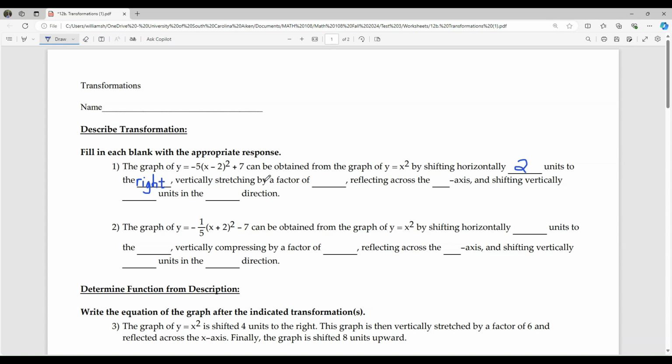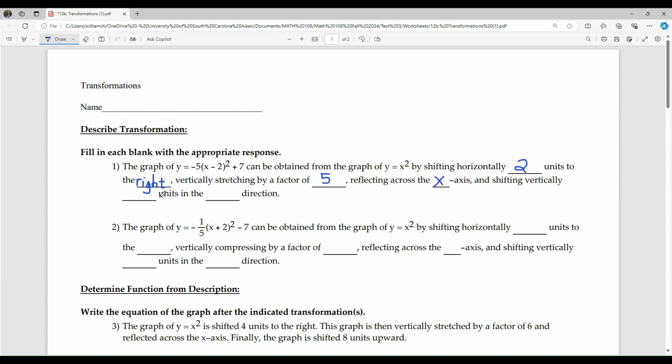So we are horizontally shifting 2 units to the right, vertically stretching by a factor of, now that's the number multiplied out front, that would be the 5. So vertically stretching by a factor of 5, reflecting across the, now we have this negative out front. The negative out front means we reflect across the x-axis.